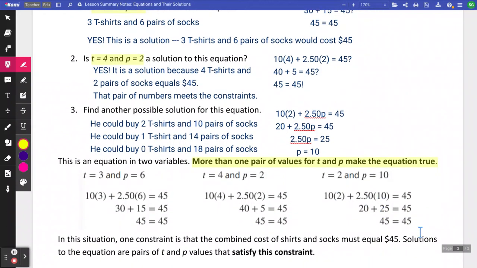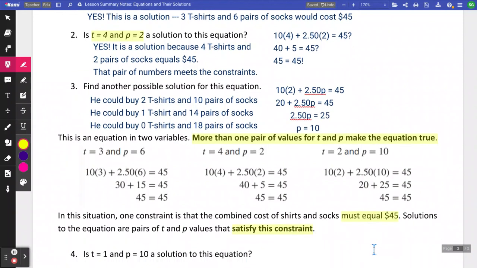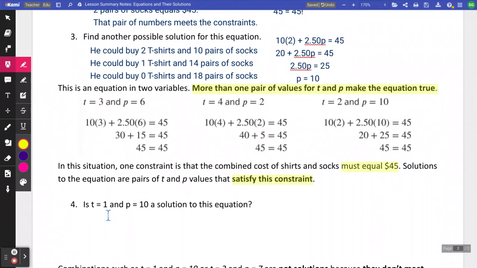In this situation, one constraint is that the combined cost of shirts and socks must equal $45. Other constraints are the cost they gave us of those 2 items as well. Solutions for this are going to be any pair of numbers for t and p that satisfy this constraint. So what about t equals 1 and p equals 10? Would that be a solution to this equation?